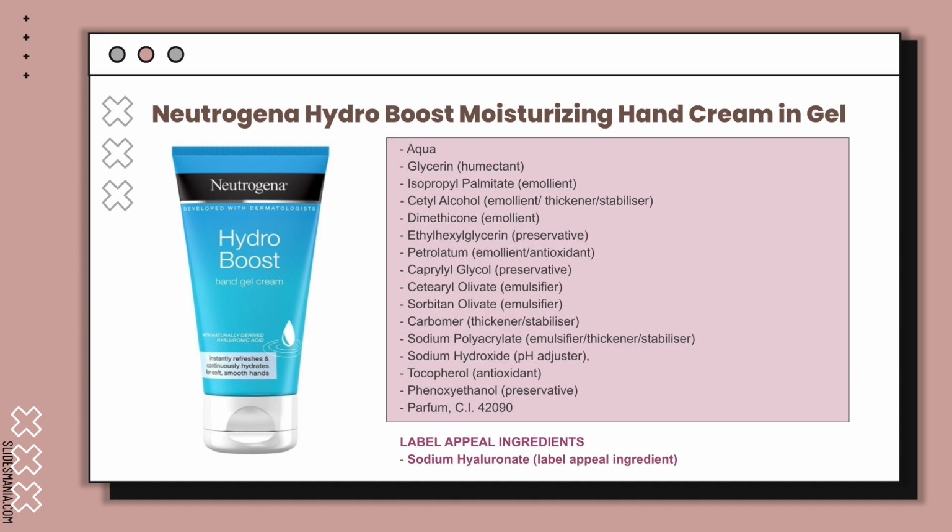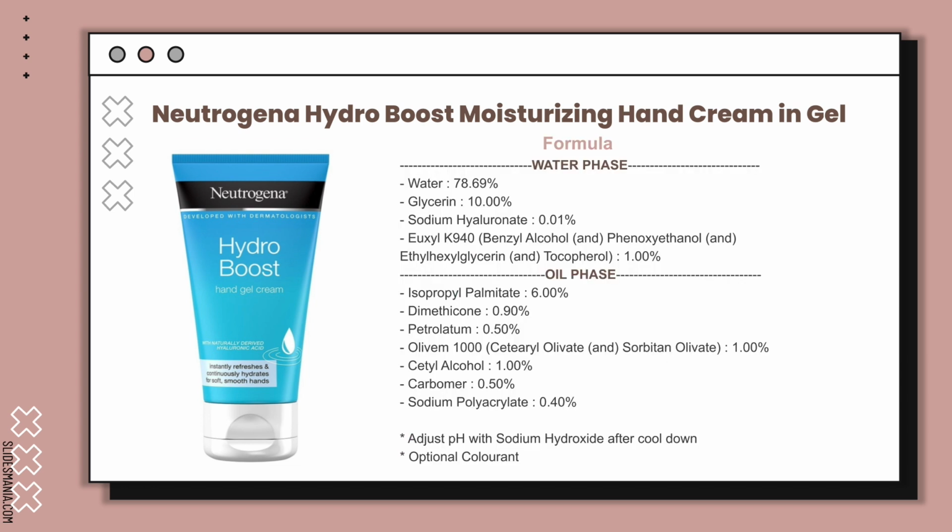Without the label appeal ingredient sodium hyaluronate, antioxidant tocopherol, fragrance and colorant, the basic formula consists of humectants, emollients, emulsifiers, thickeners, stabilizers, preservatives, and a pH adjuster. The basic formula also includes water. Here we have the reverse engineered formula for this product.